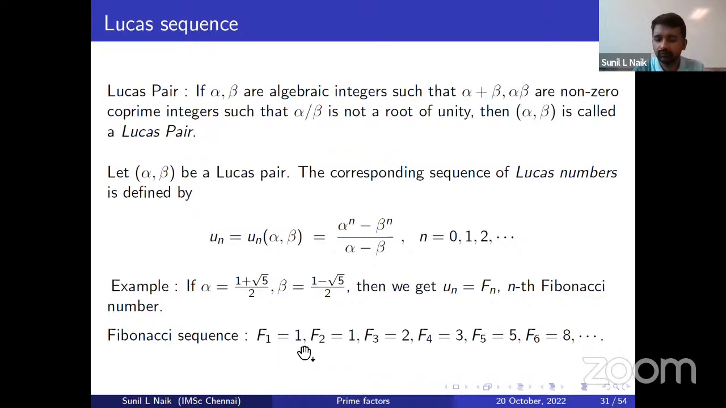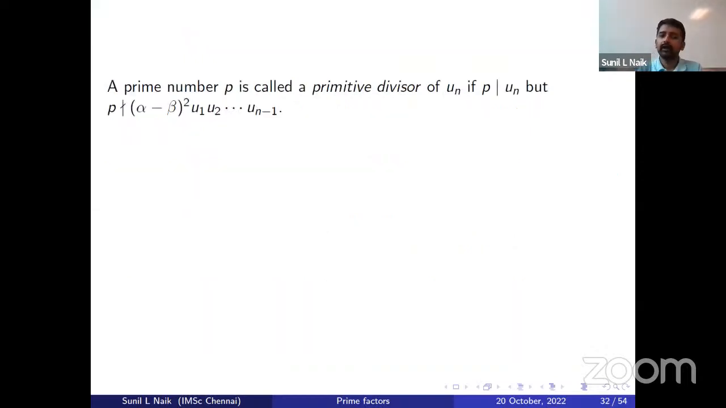F_1 is 1, F_2 is 1, and F_3 is 1 plus 1, 2, F_4 is 2 plus 1, 3, F_5 is 3 plus 2, 5. So F_n is actually equal to F_(n-1) plus F_(n-2). A prime number P is called a primitive divisor of U_n if P divides U_n, but it does not divide U_1, U_2, ..., U_(n-1) and (alpha minus beta) the whole square.